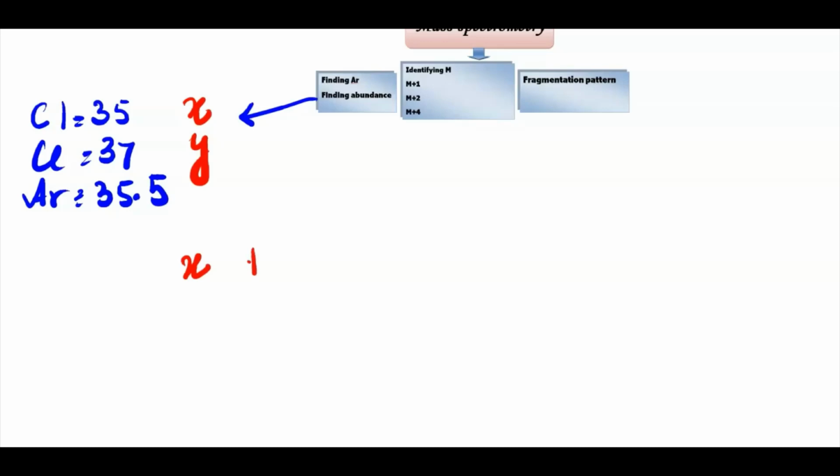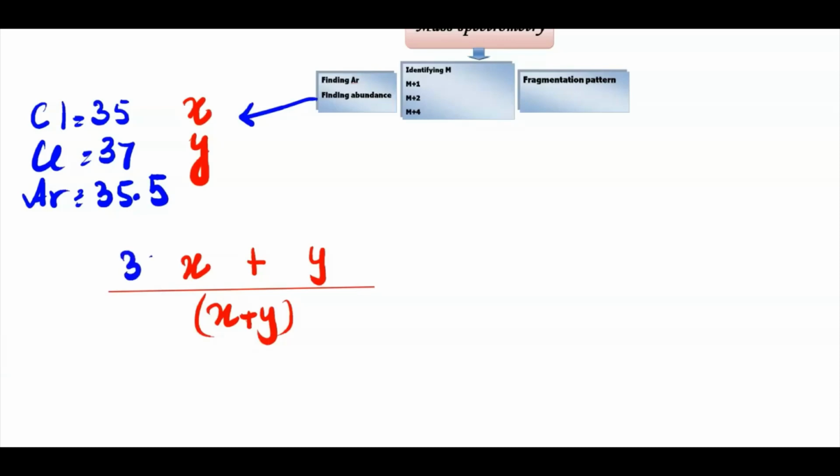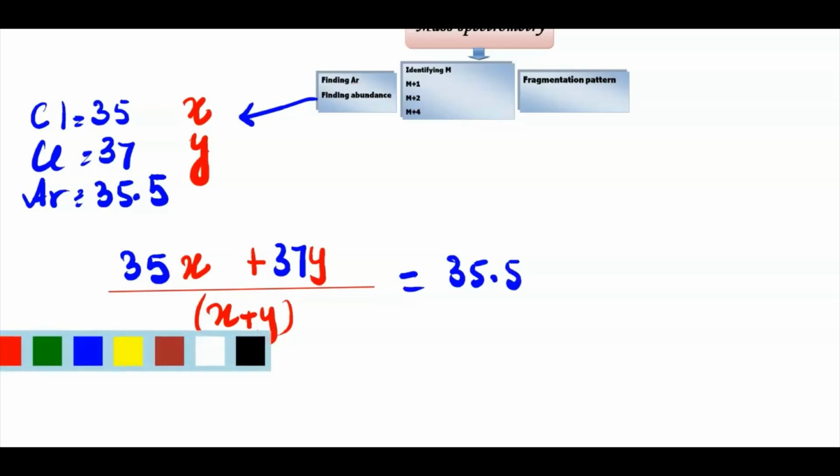You need the total mass, and you divide it by the total number of atoms, which you don't know. So here, 35 multiplied by X, 37 multiplied by Y, and you are already given 35.5. Now you will solve this part.